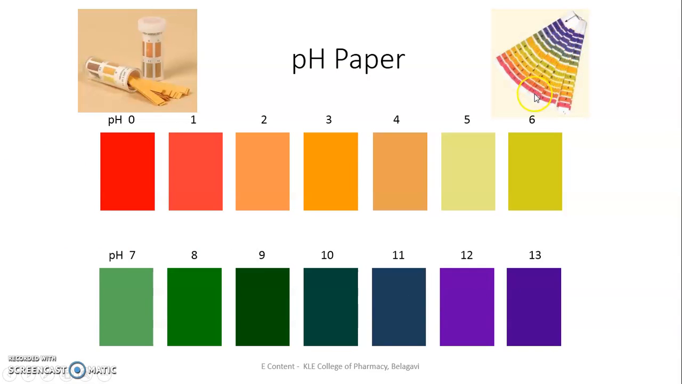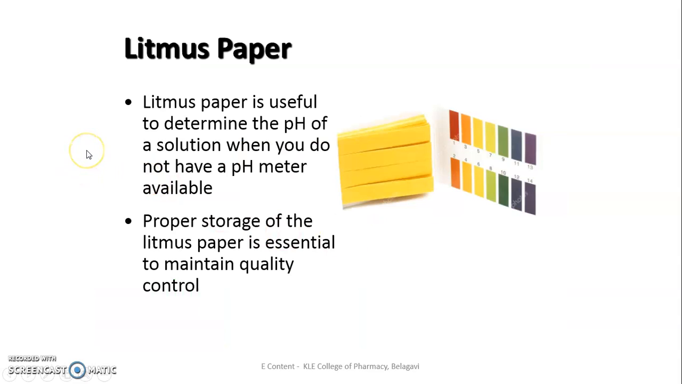So these are the pH steps which contain the standard colors, and thereby the sample pH paper can be compared with the standard paper to find out the exact pH. You can also use litmus paper. The litmus paper is also useful to determine the pH of a solution when you do not have a pH meter available. Proper storage of litmus paper is very much essential to maintain quality control.